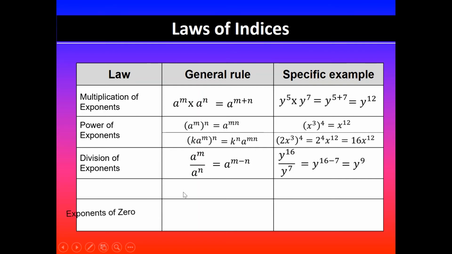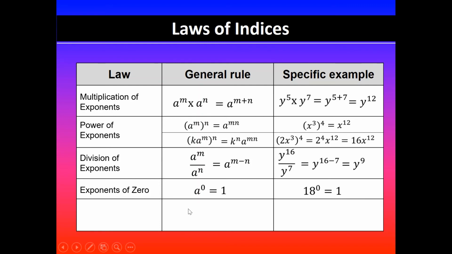Next one, if you're given exponents of 0, anything raised to the power of 0, for example a to the power of 0, is always equal to 1. So you just need to remember this. Anything raised to the power of 0 is always 1. For example, 18 to the power of 0 is 1, or 1000 to the power of 0 is always 1.